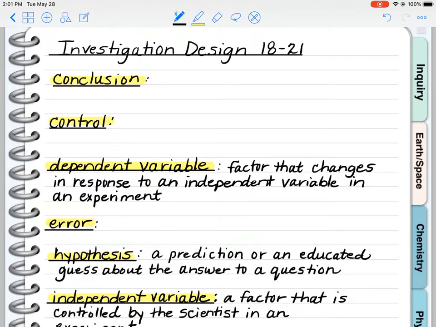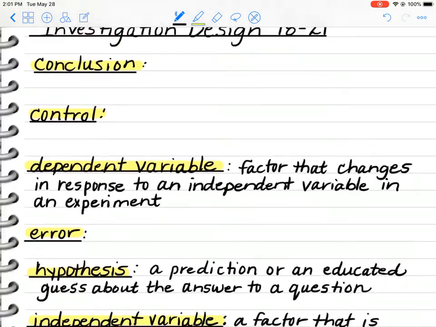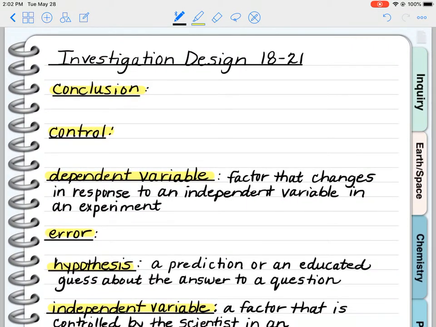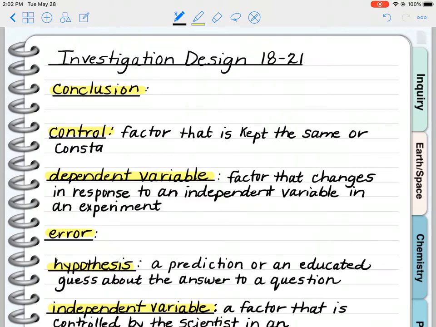Okay, the next one is a control, and this is a very important part of an experiment. A control is a factor, and you may be able to guess what it means. It's a factor that is kept the same or constant in an experiment. Some professors will use constant, some will say the same, but it means the same thing. A factor that is kept the same or constant during an experiment.